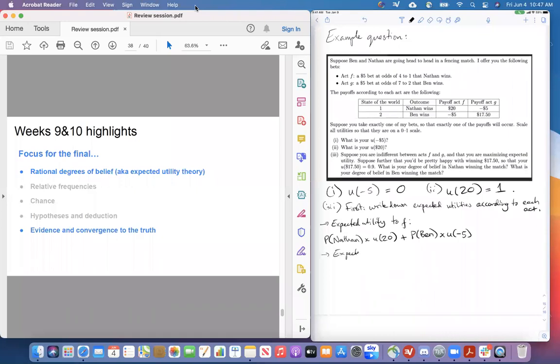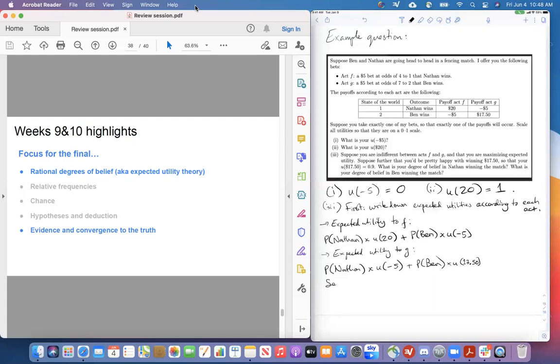Similarly, the expected utility according to G. Again, it's your degree of belief in Nathan winning, but this time, if you've taken bet G, you've bet on Ben winning. So what would happen if Nathan won? You'd lose $5. Plus your degree of belief in the other person winning, Ben, times U of what? Well, what happens if you take Act G? So if you bet on Ben and Ben wins, that's the very last payoff in the table. So that's 1750. So they are the expected utilities according to these acts.